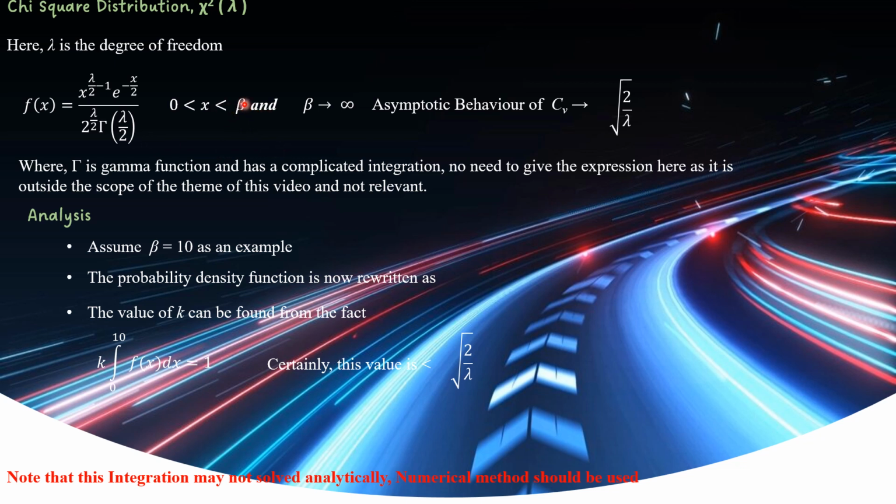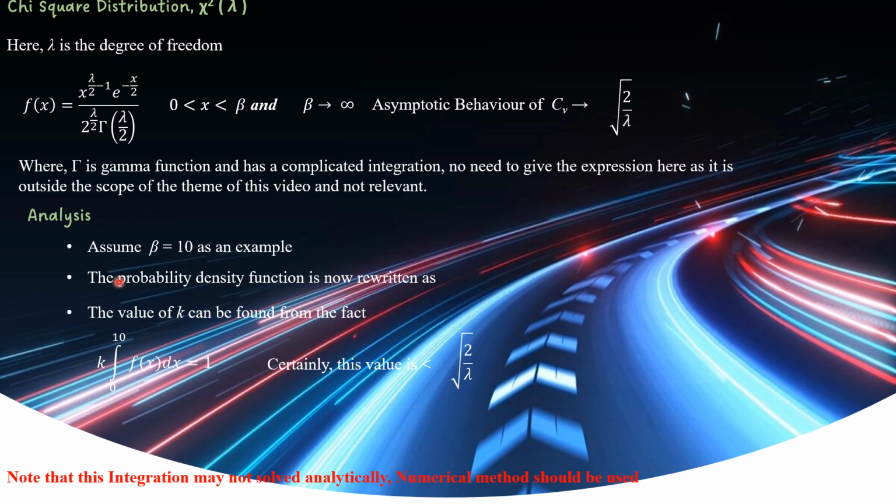We assume the same idea here, beta, but if beta approaches infinity, then the limit of the coefficient of variation becomes equal to this. Then this gamma is a gamma function. Again, here you don't need to worry about this function. It has its own expression, which is not relevant here to discuss.